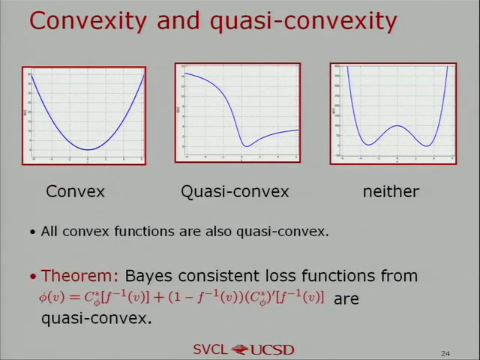Another question is the question of convexity. So here we have examples of a convex function, a quasi-convex function, and a function that's neither convex nor quasi-convex. A quasi-convex function isn't convex, but it still has a unique minimum. On the other hand, all convex functions are also quasi-convex. And we can actually prove that Bayes-consistent loss functions from this formula are all quasi-convex.